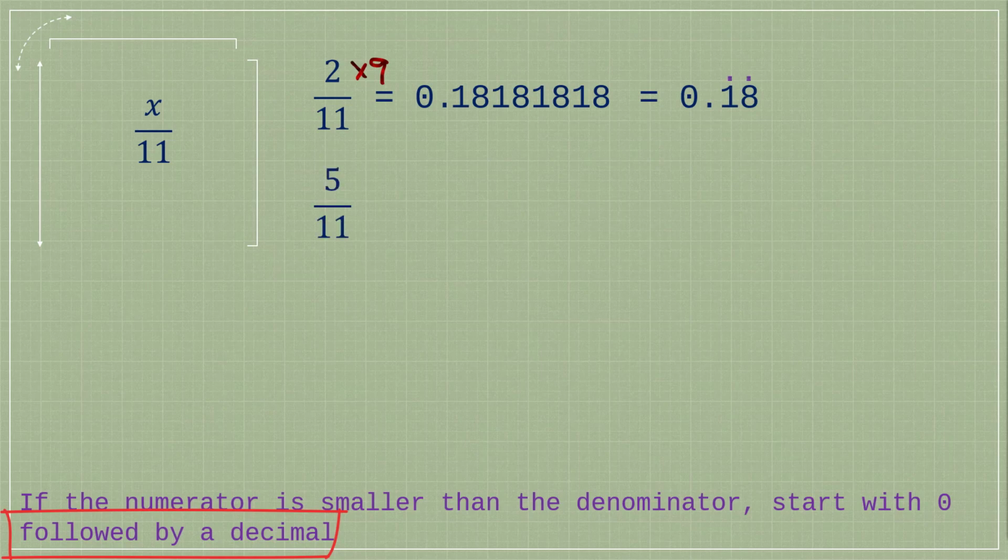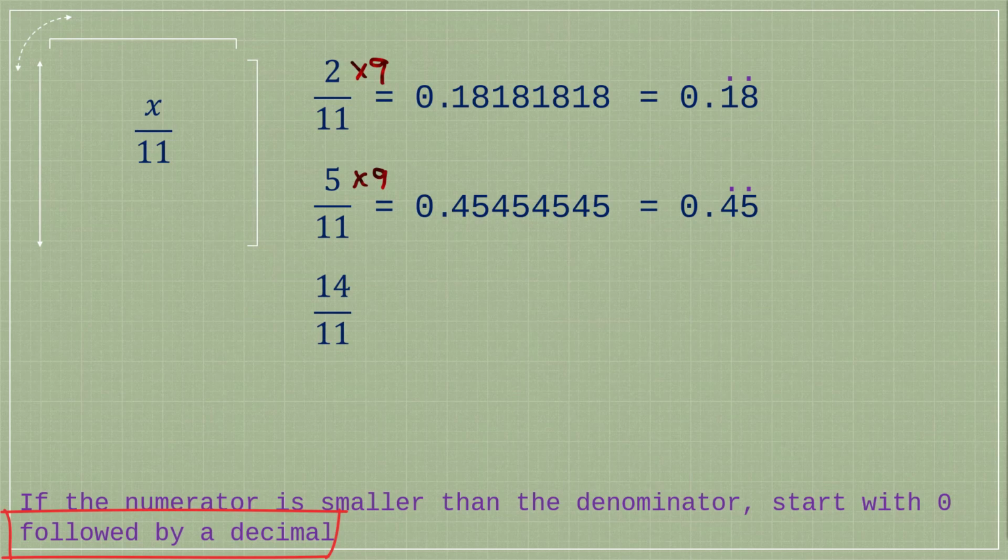5 over 11. 5 is smaller than 11, so we start with 0. Now we just multiply 5 by 9 and you get 45. Or you can just write it as 0.45 with a dot on top of both of the digits.